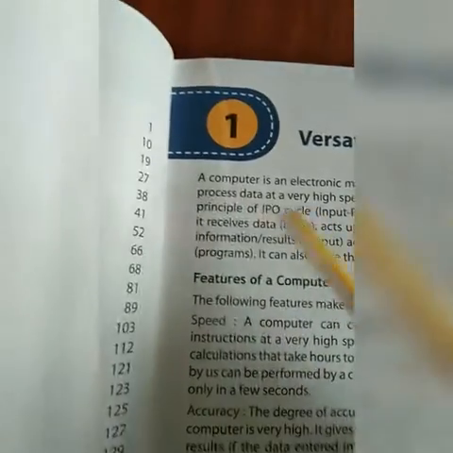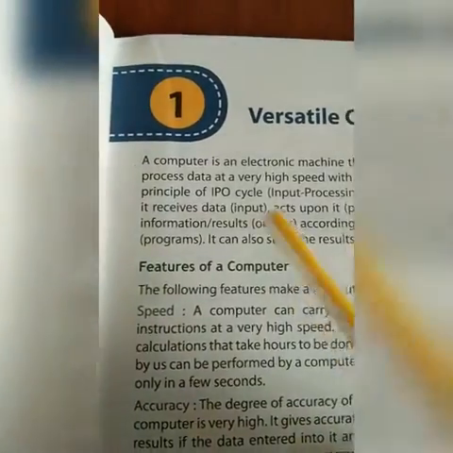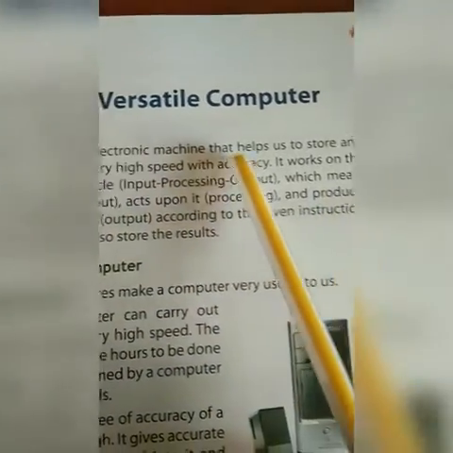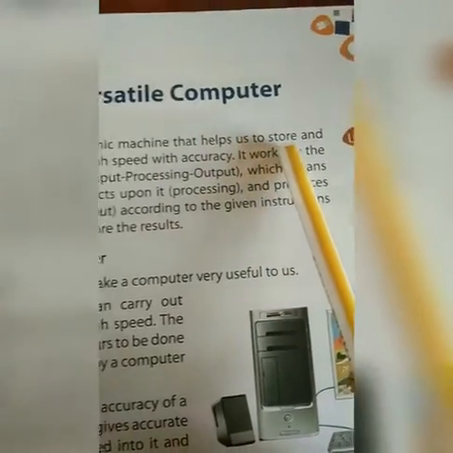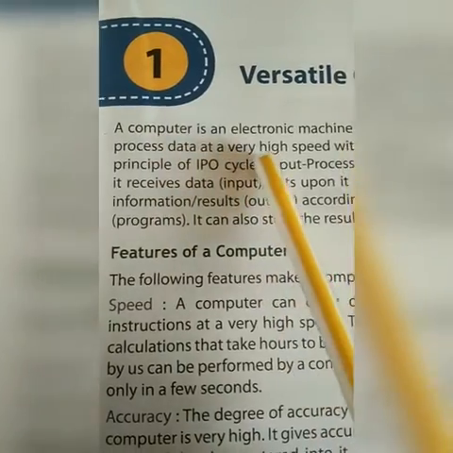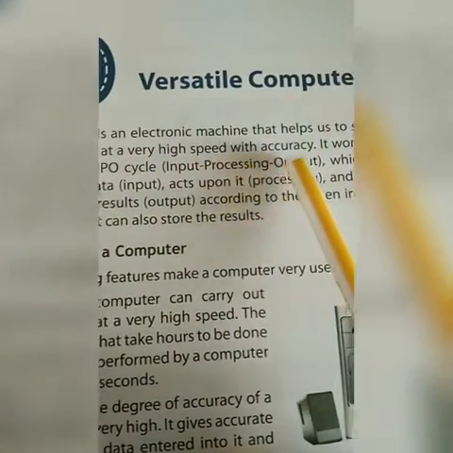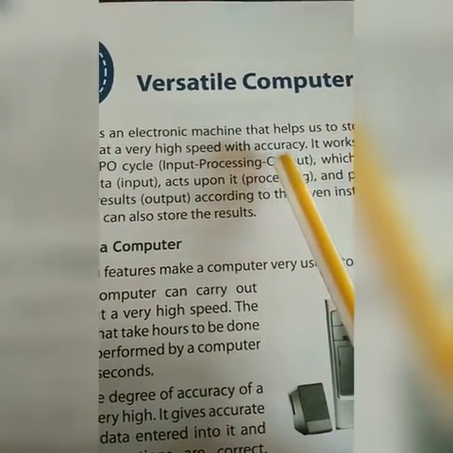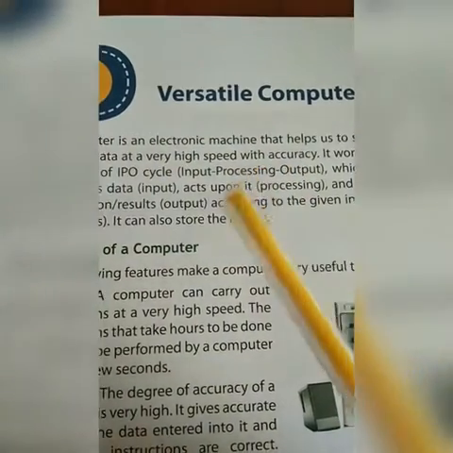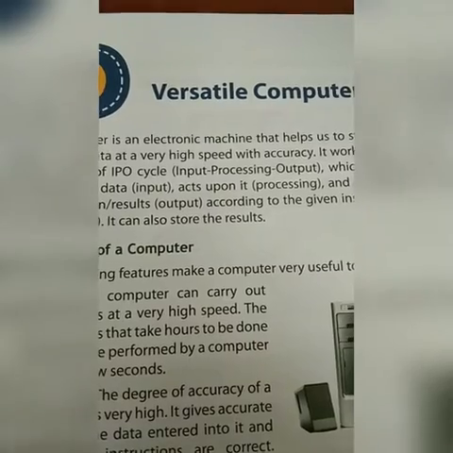First of all, what is a computer? A computer is an electronic machine that helps us to store and process data at a very high speed with accuracy. Accuracy means perfect work, accurate work. So the computer helps us make our work very fast and very easily.